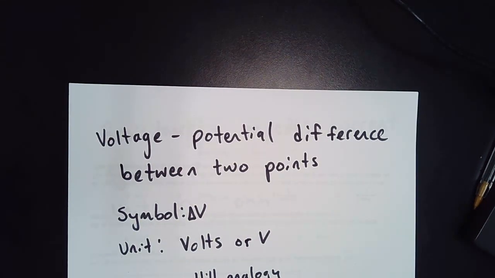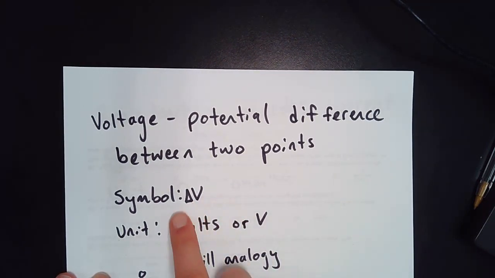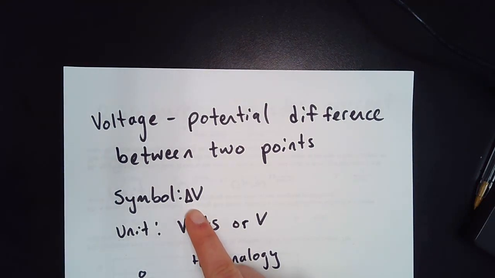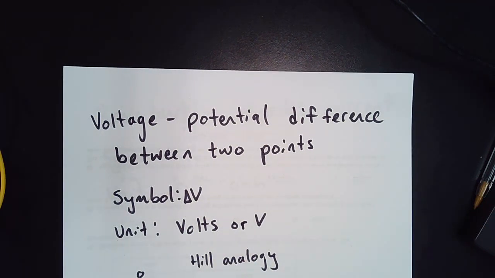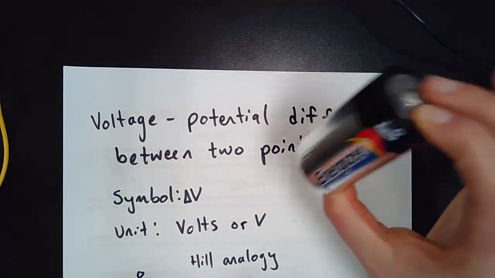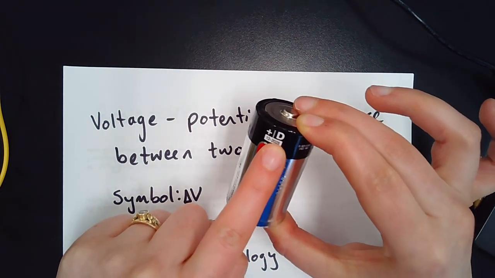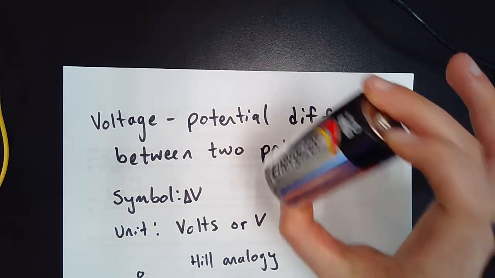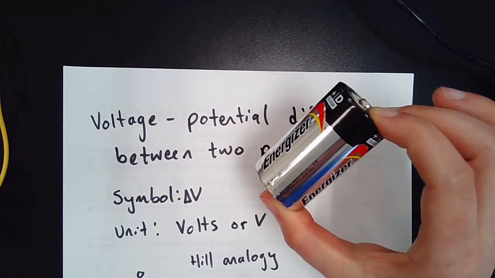The second vocab term is called voltage, and it is the potential difference between 2 points. We use the symbol delta V to emphasize it is a difference, and the unit we use is volts or just a V. Okay. So a battery has a potential difference. If you have a D cell, AA, AAA, or a C cell battery, they have a potential difference of 1.5 volts. And it should be written somewhere on your battery. You are looking for a 1.5 volt potential difference.